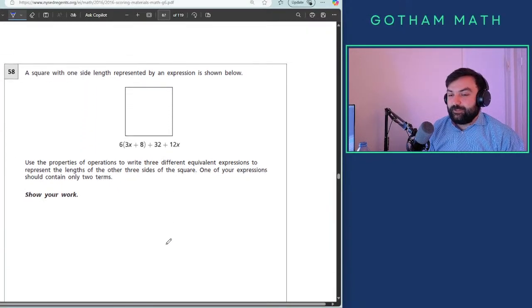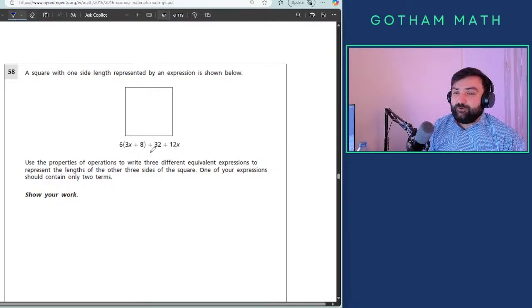All right, well, we're going into the next question, number 58. So let's do it first by ourselves, and then we'll see. A square with one side length represented by the expression is shown below. Use the properties of operations to write 3 different equivalent expressions to represent the lengths of the other 3 sides of the square. One of your expressions should contain only 2 terms. Okay, so we know that all sides of a square are equal, right? So all we have to do is write other 3 versions of this.